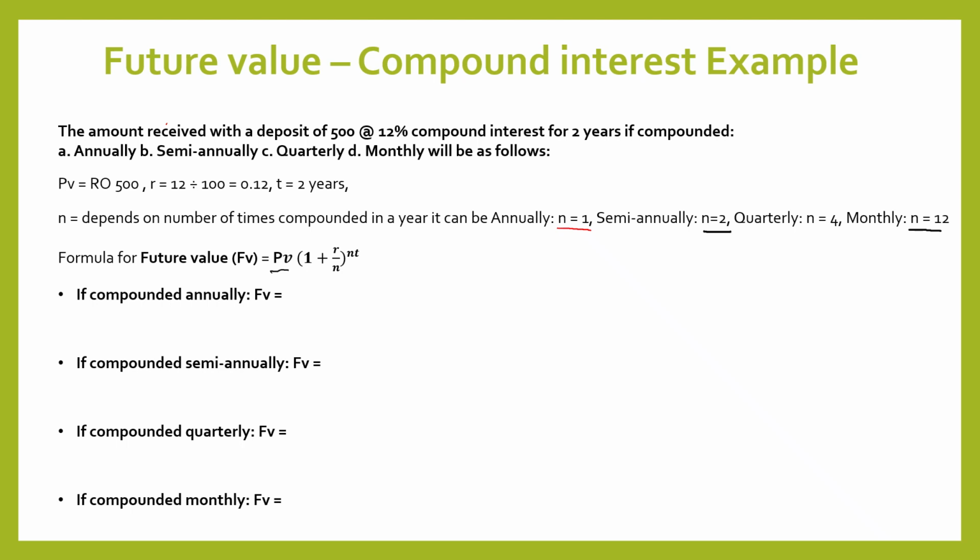Okay, with the help of this example, I will explain how to find out the future value when the interest is compounded annually, semi-annually, quarterly and monthly. Okay, so let us begin. Just go through the question. The amount received with a deposit of 500. So this 500 is a deposit, which is our present value, at 12% rate of interest, that is my R is 12%, and it is compound interest for 2 years. Now we will find out if it is compounded annually, semi-annually, quarterly and monthly.